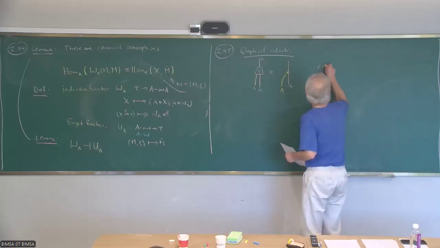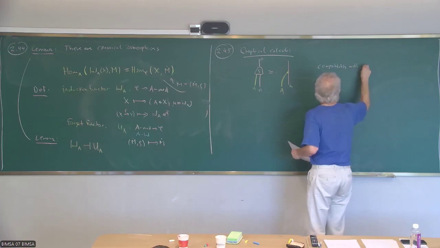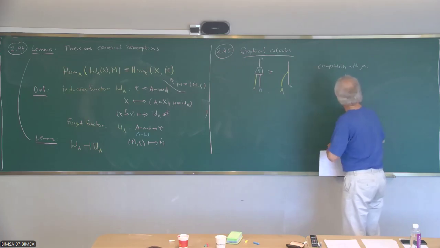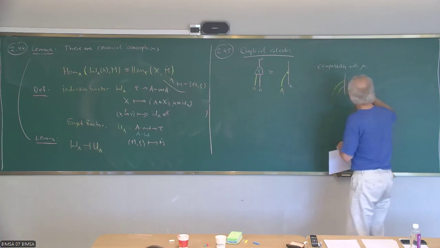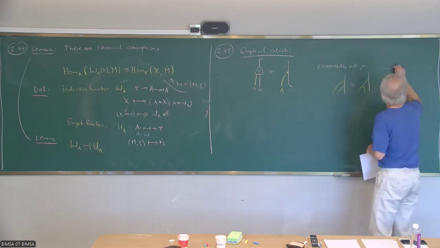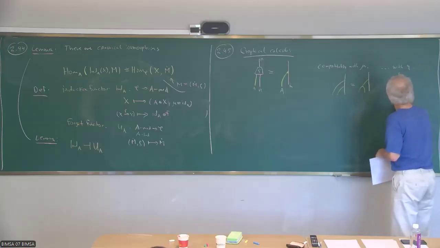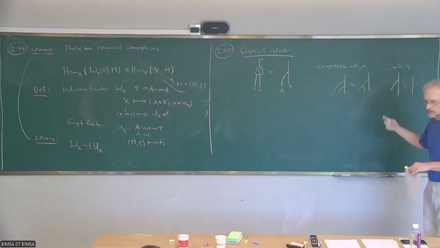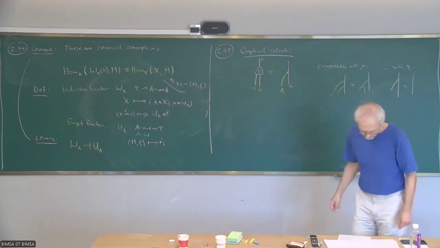And then the compatibility with the multiplication simply says that if I act twice after each other, then this is the same as first multiplying and then acting. And compatibility with the unit says that if I act after the unit, then this is just the identity. This is for left modules, and reflecting the vertical line, we get a formula for right modules.